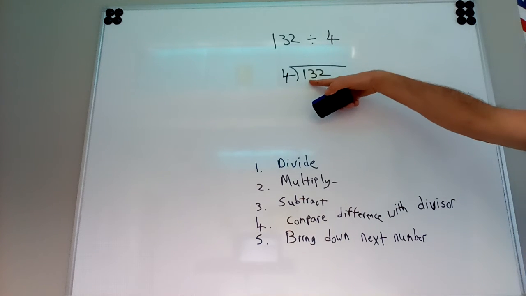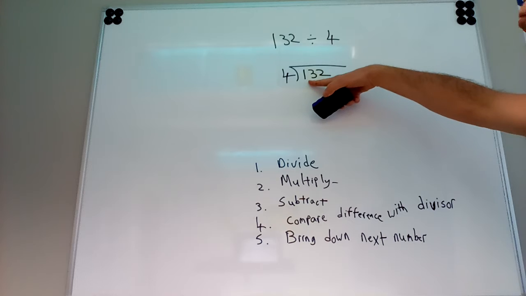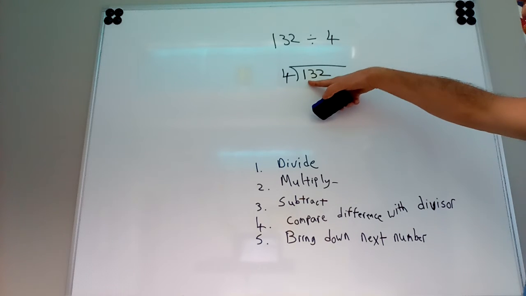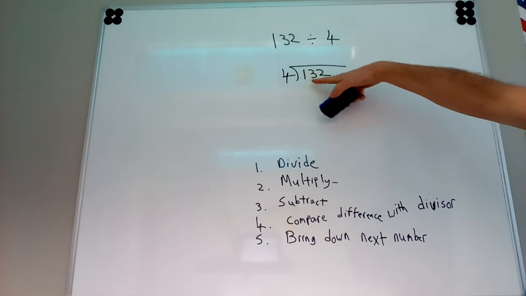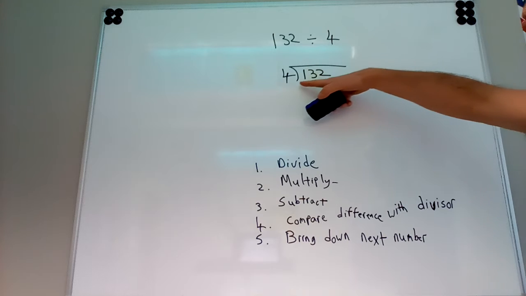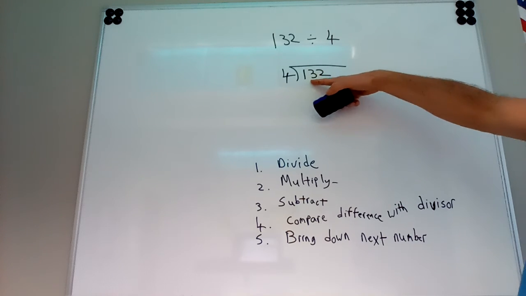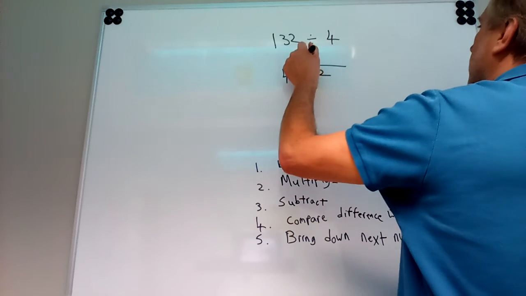Yes. How many times? Well, it'll go at least twice. That's 8. Well, what about 3 times? Well, 3 times is only 12, so it would go 3 times. Will it go 4 times? Well, 4 times 4 is 16. That's going to be too many. So you want the largest number without going over. In this case, it's going to be 3 times.